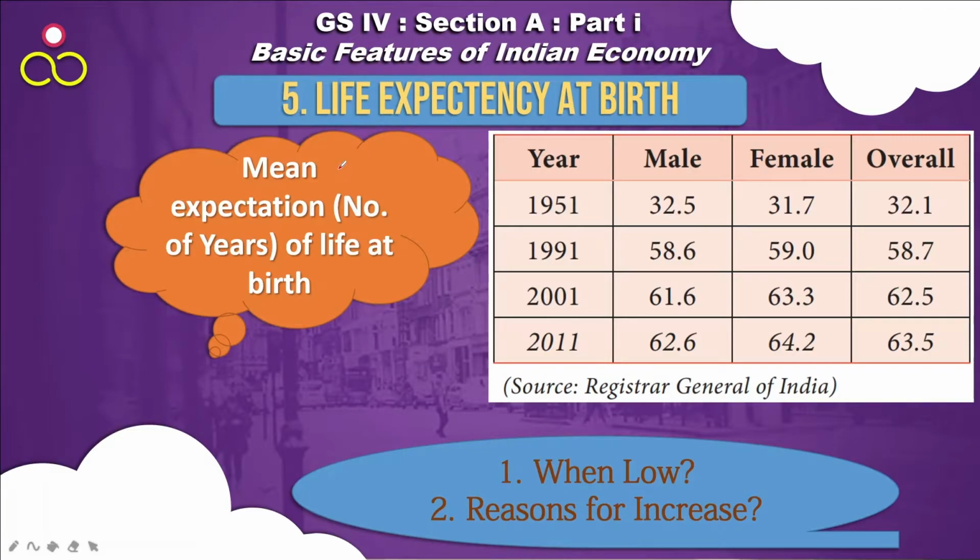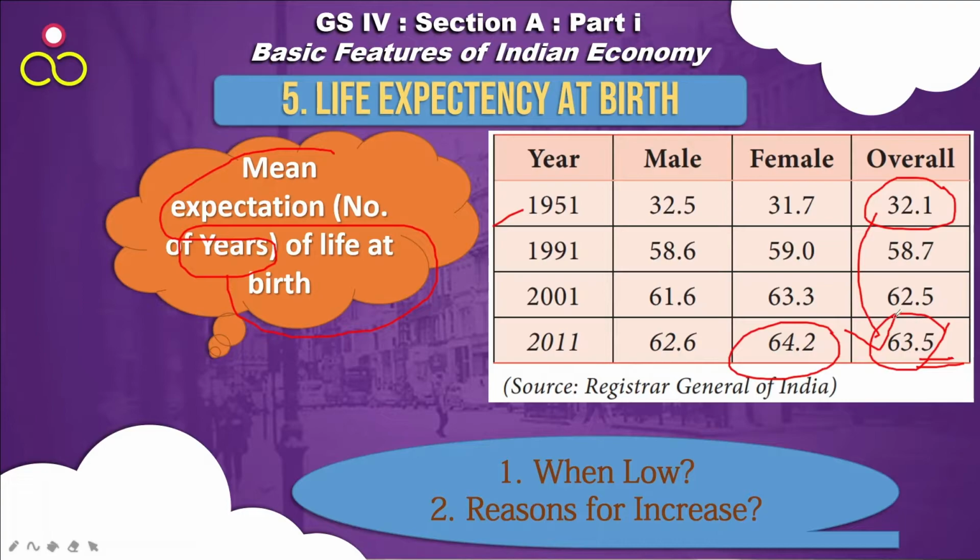Life expectancy at birth is nothing but the mean expectation in terms of the number of years of life at birth. जन्म के बाद कितने साल तुम जिंदा रहोगे? In 1951, you can see the life expectancy of a citizen of India is 32.1 years only. So if you are born, within 32 years you are expected to die. This increased to 63.5 years. It's similar for male and female, and there is not much difference. The females outlive men nowadays on average by 2 years. It has doubled over 60 years.